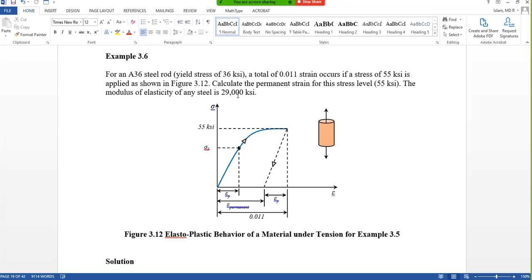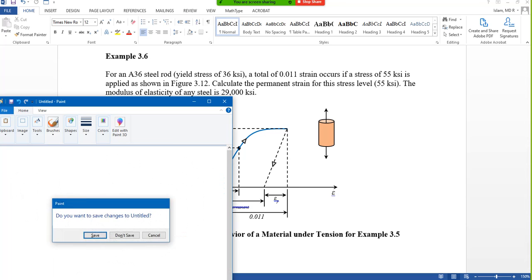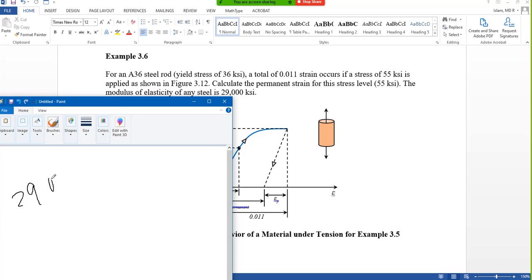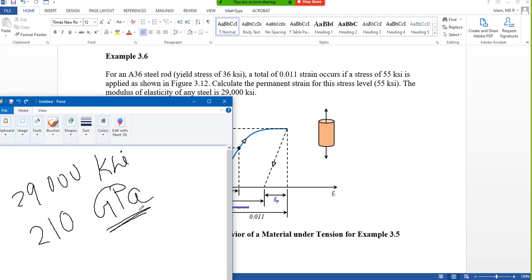Now, why can you memorize it? Because you will use steel many times in your career and in your degree program. So for steel, the modulus of elasticity is 29,000 KSI or 210 gigapascal. I am writing here either 29,000 KSI, not KSP, or 210 gigapascal. You can memorize it in SI unit or in US unit, for any steel.